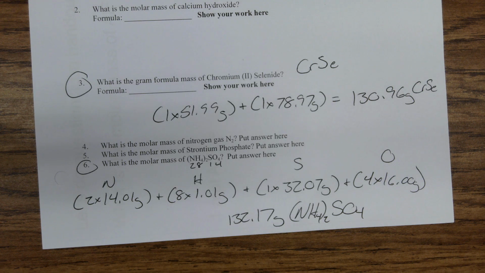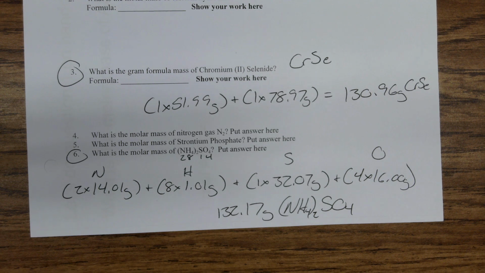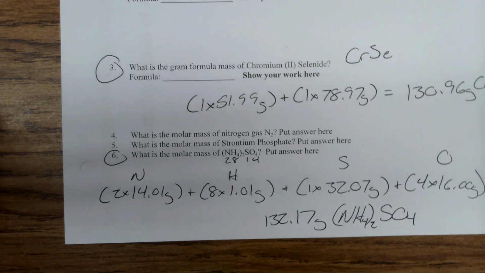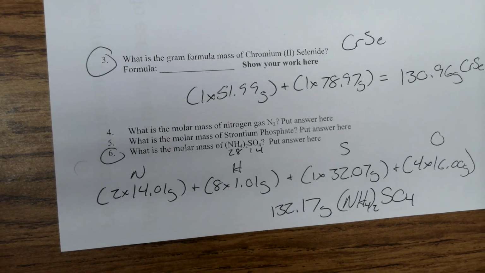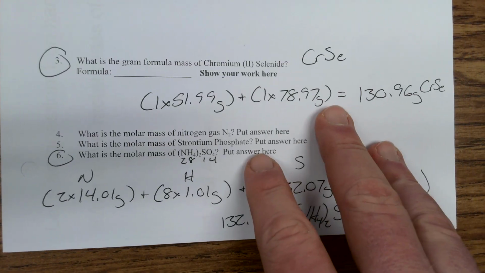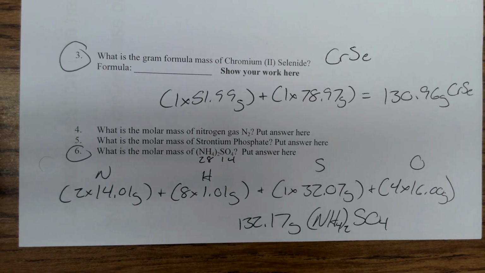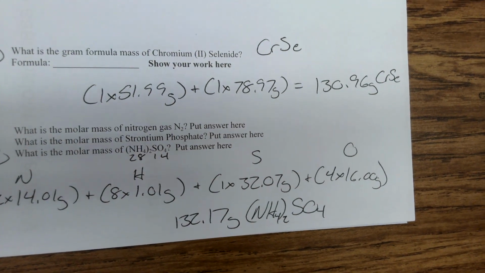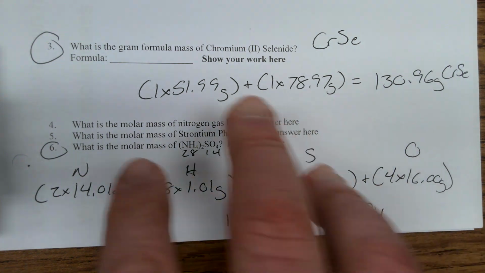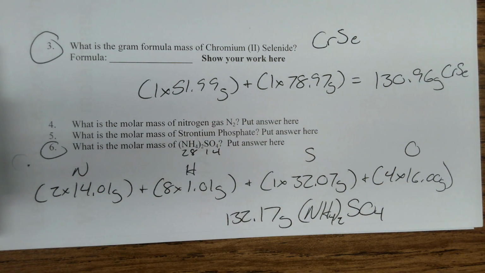We should be able to do that. Where did we lose that, ladies? I see some faces. Let me zoom in a little bit more. That's my chromium. That's my selenium. I add them together. I get 130.96 grams CrSe. I had to first come up with the formula to figure out how many atoms I had in my compound.